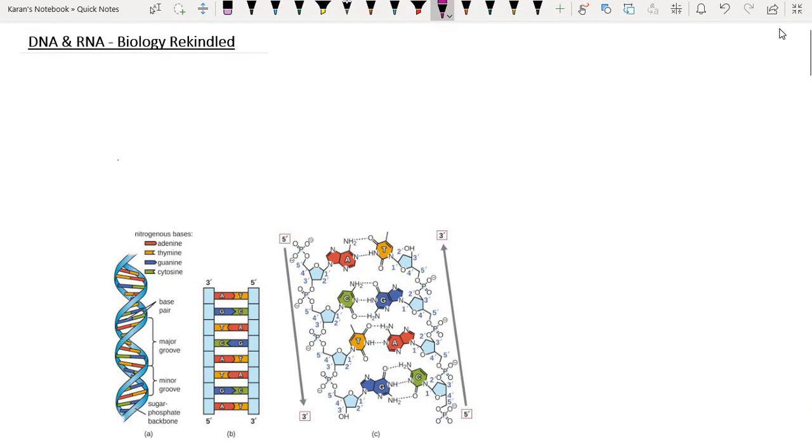Today we are going to learn about the structure of the nucleic acids DNA and RNA. These two, DNA as well as RNA, are the nucleic acids found in living systems, and they are polymers made up of nucleotides, or we can call them polymers of the nucleotides.